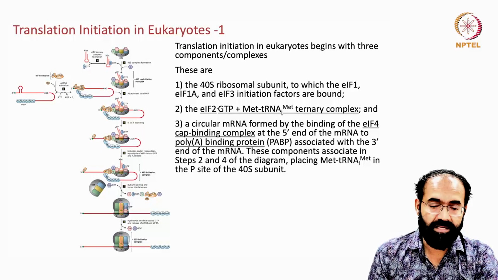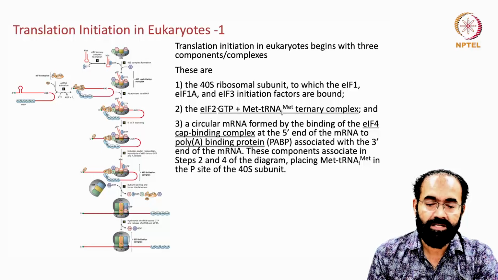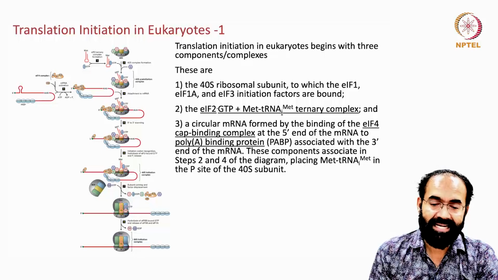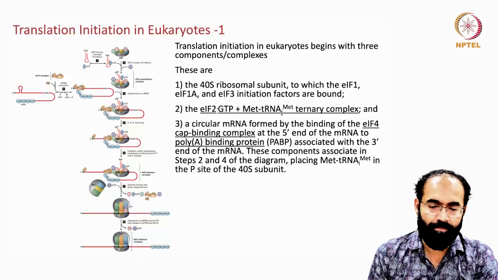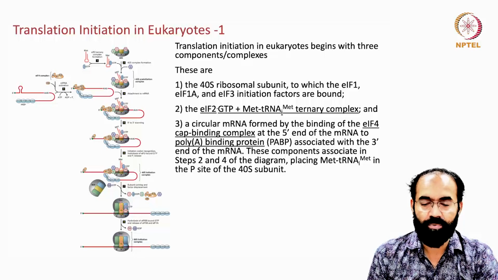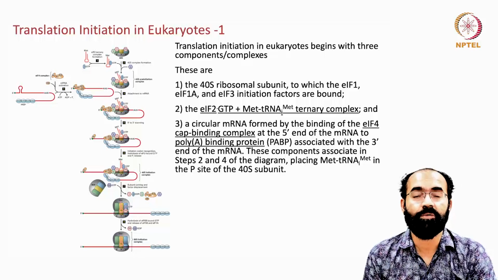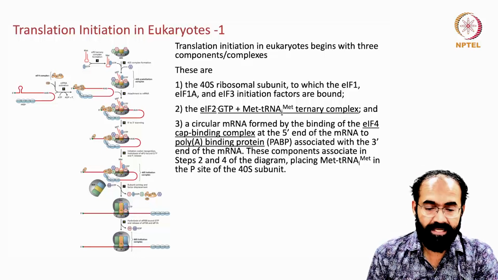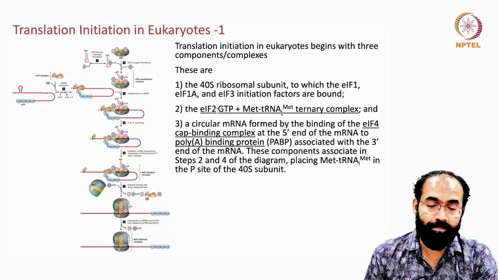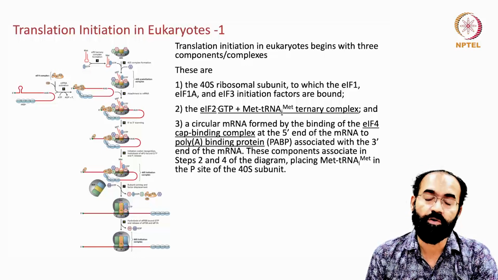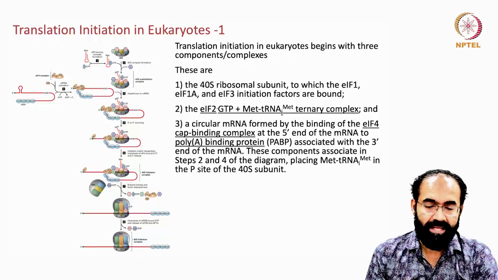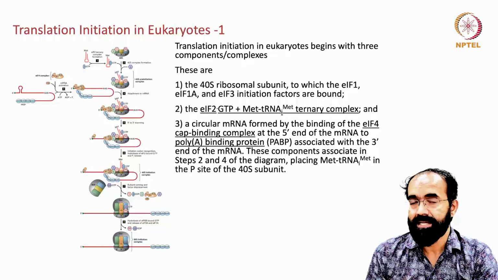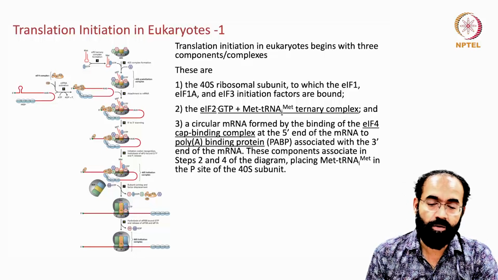And as a third step, a circular mRNA is formed by the binding of the eIF4 cap binding complex at the 5' end of the mRNA to the poly A binding protein. So understand, the mRNA forms like a bangle. PABP is the poly A binding protein, and it associates with the cap binding complex at the 5' end to form a circular assembly. This PABP is on the poly A tail, whereas the cap binding complex is on the 5' cap.